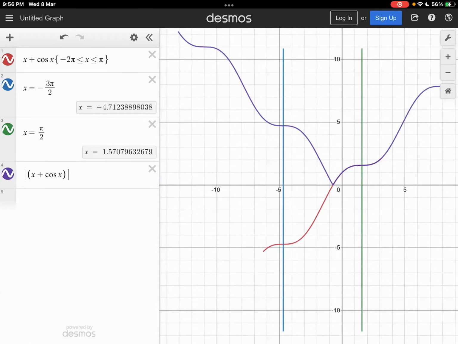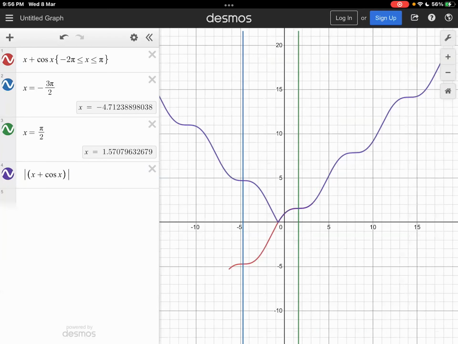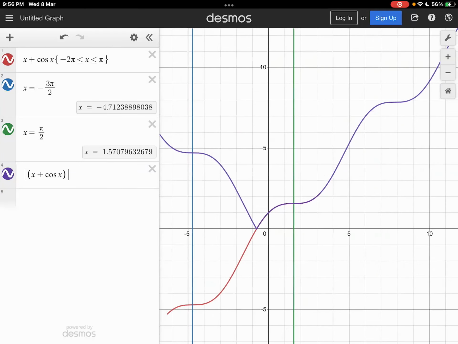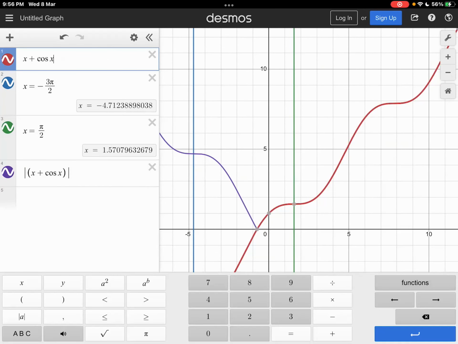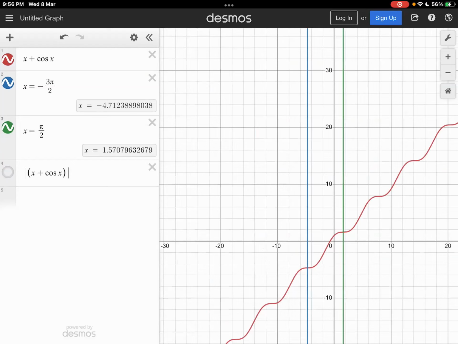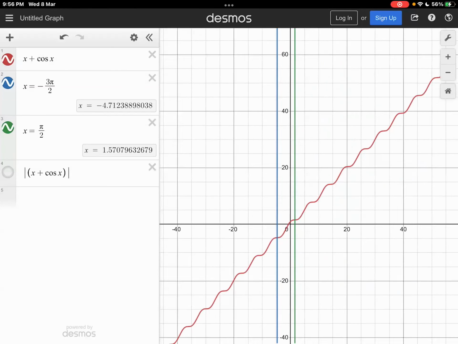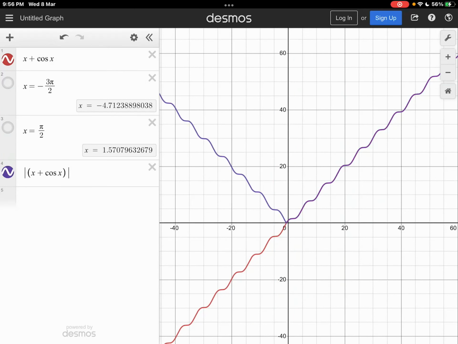Okay, what do you see? This one I removed the domain. This is the original curve. You get rid of the vertical lines. Now with the modulus, what happened? It reflects about the x-axis. But what about the part that's already above the x-axis? It just remains the same. Very good. Exactly. That's it.